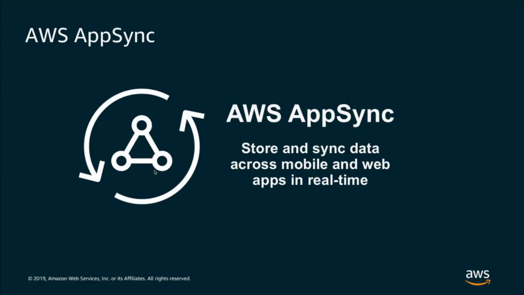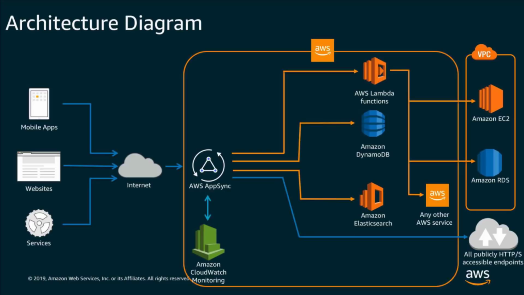AppSync is a fully managed service that simplifies application development by letting you create a flexible API to securely access, manipulate, and combine data from one or more data sources. AppSync is a managed service that uses GraphQL to make it easy for applications to get exactly the data that they need. So let's look at AppSync architecture.